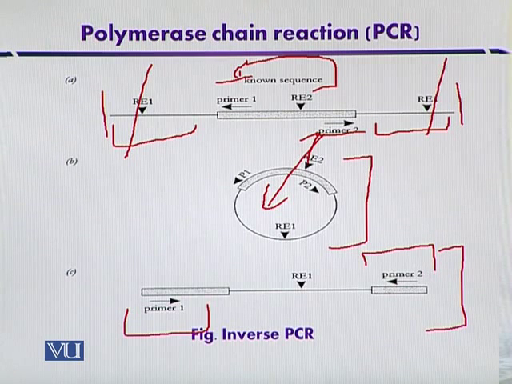So by digesting the known sequence we can invert the DNA target sites. Because of this reason it is called inverse PCR, and this inverse PCR is used to amplify the sequences of the unknown region.